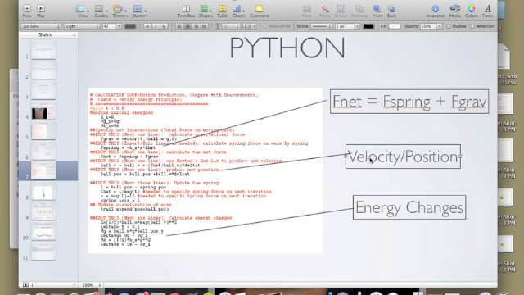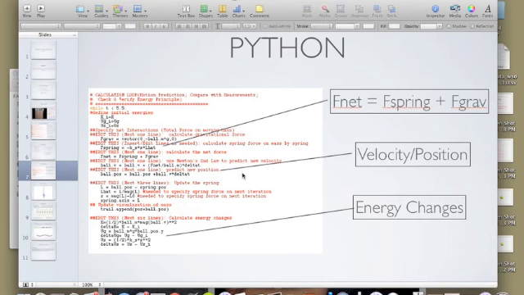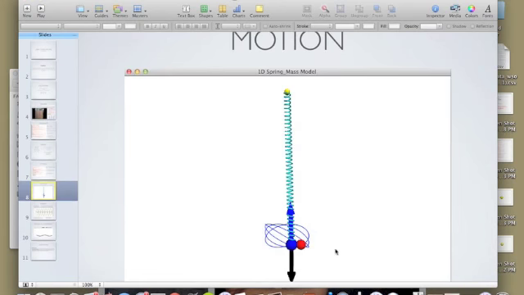Now for our velocity and positions, we just take what we have from Newton's second law. Ball velocity equals ball velocity plus F net over m times delta t, along with ball position equals the ball position plus ball velocity times delta t. And finally, for our energy changes, we have our kinetic energy as well as the two potential energies, but this describes the change over time, so we'll have our finals minus initial.